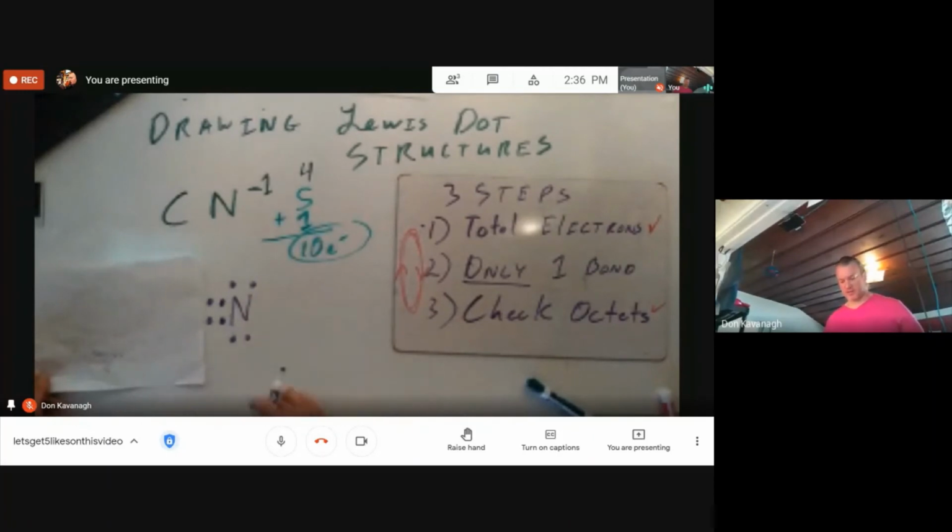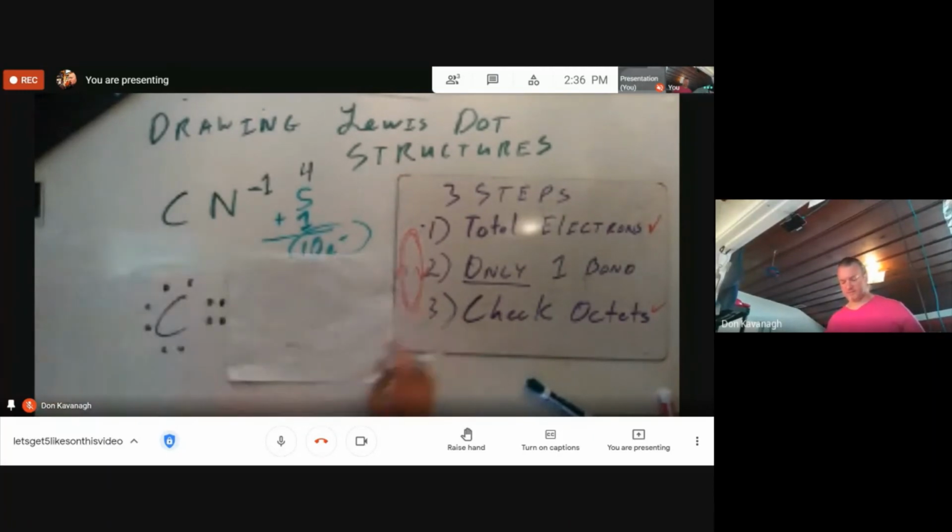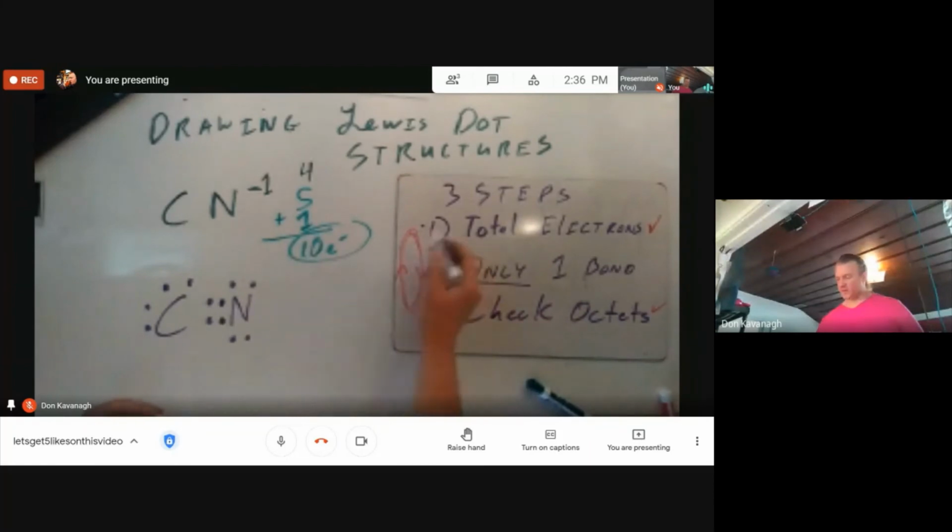So now this has an octet. This carbon over here has 4, 5, 6, 7, 8, 9, 10. It also has too many electrons. So I'm going to erase those 2 electrons right there. Carbon and nitrogen both have octets. So now I'm going to make sure that I only have 10 and 10 only in this picture. Okay, I have too many. I'm going to keep working through my loop here.